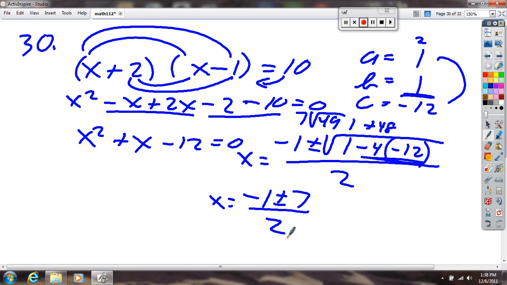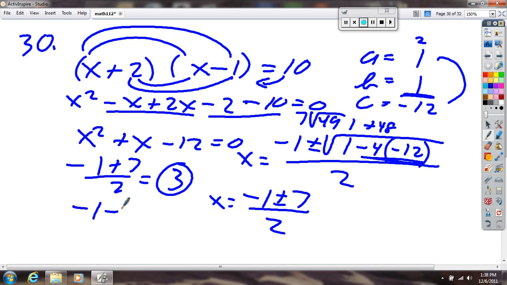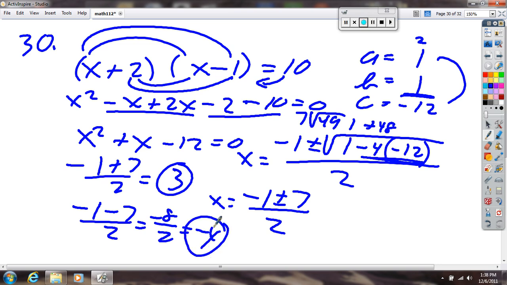So I have negative 1 plus 7 over 2. Negative 1 plus 7 is 6. 6 divided by 2 is 3. Negative 1 minus 7 over 2. Negative 1, negative 7 is negative 8 over 2 is negative 4. And there's problem 30, and that's all of them.